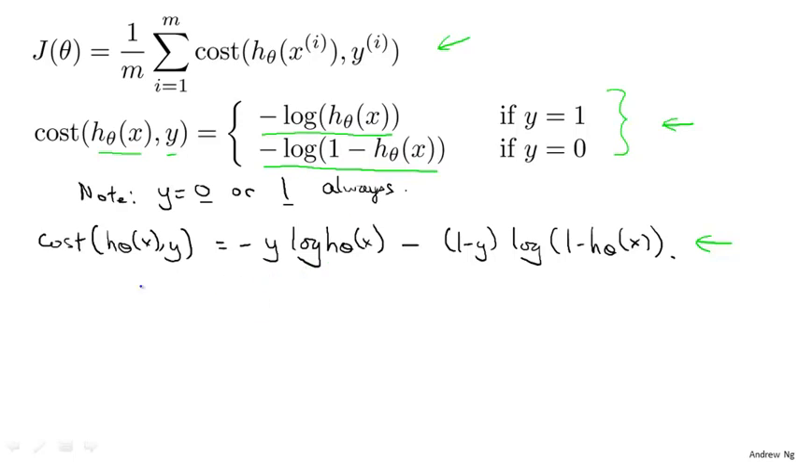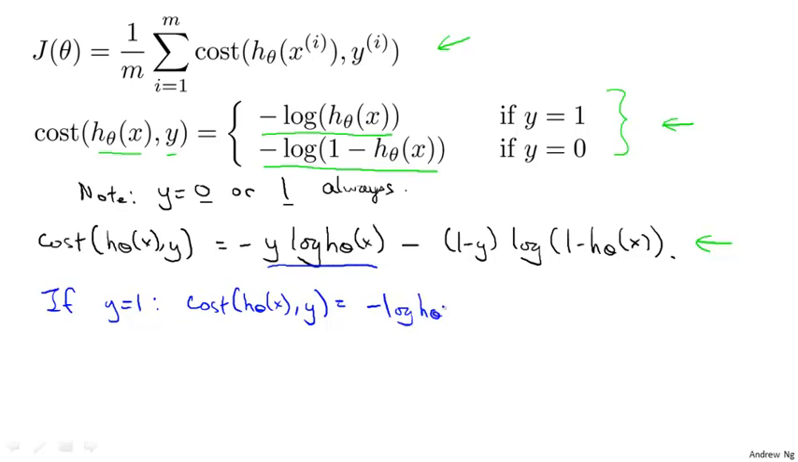Just to see why that is the case, the two cases we need to concern ourselves with are y equals 1 and y equals 0. If y equals 1, then if you look at what the cost function is, this first term becomes minus log h of x. And the second term, if y is equal to 1, is going to be equal to 0, right? Because if y equals 1, that's 1 minus 1. So if y equals 1, the cost is minus log h of x, which is exactly what we had up here if y equals 1.